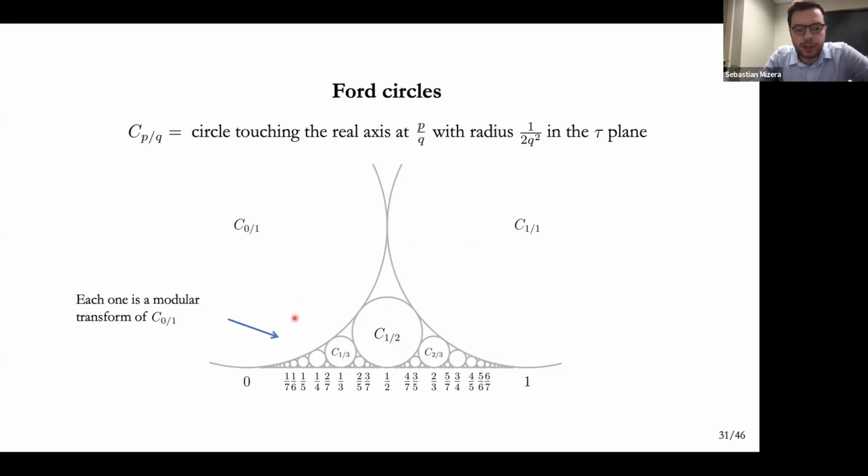This is interesting for us because each of these circles here is a modular transform. It can be mapped by a modular transformation to the circle around 0. And the circle around 0 is the one that we've already computed, because it was giving us the major part of the amplitude. So the name of the game will be to deform the contour in such a way that it encloses these circles. When that's true, we can recycle the previous computation using modular transformations.